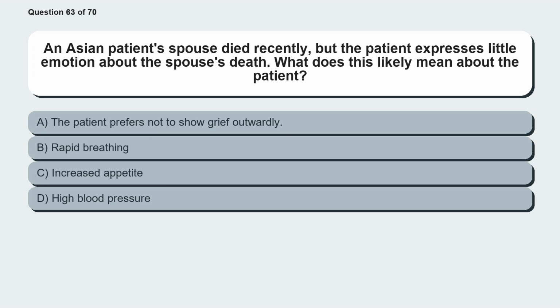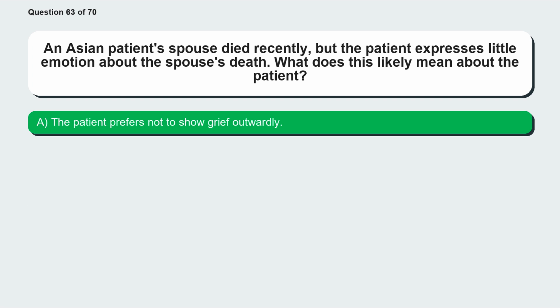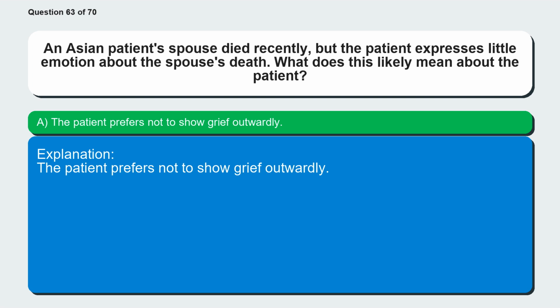Question 63. An Asian patient's spouse died recently, but the patient expresses little emotion about the spouse's death. What does this likely mean about the patient? Option A, the patient prefers not to show grief outwardly. Option B, rapid breathing. Option C, increased appetite. Option D, high blood pressure. The correct answer is option A, the patient prefers not to show grief outwardly.